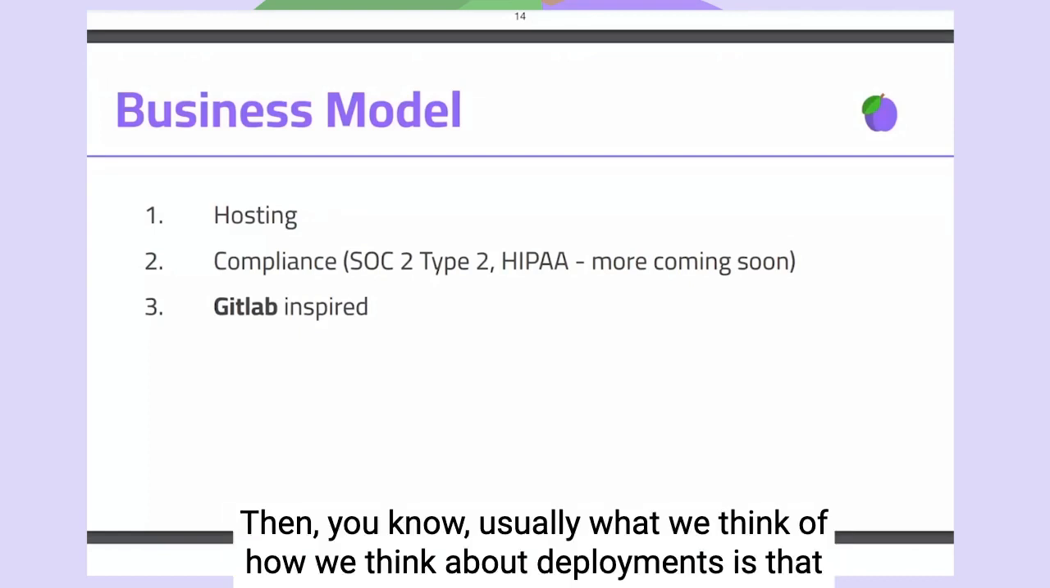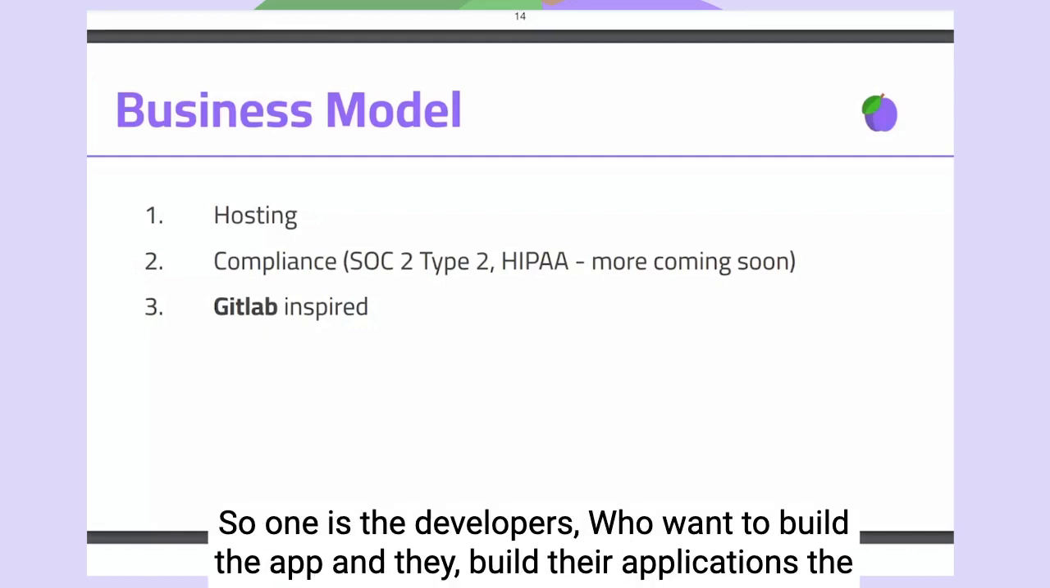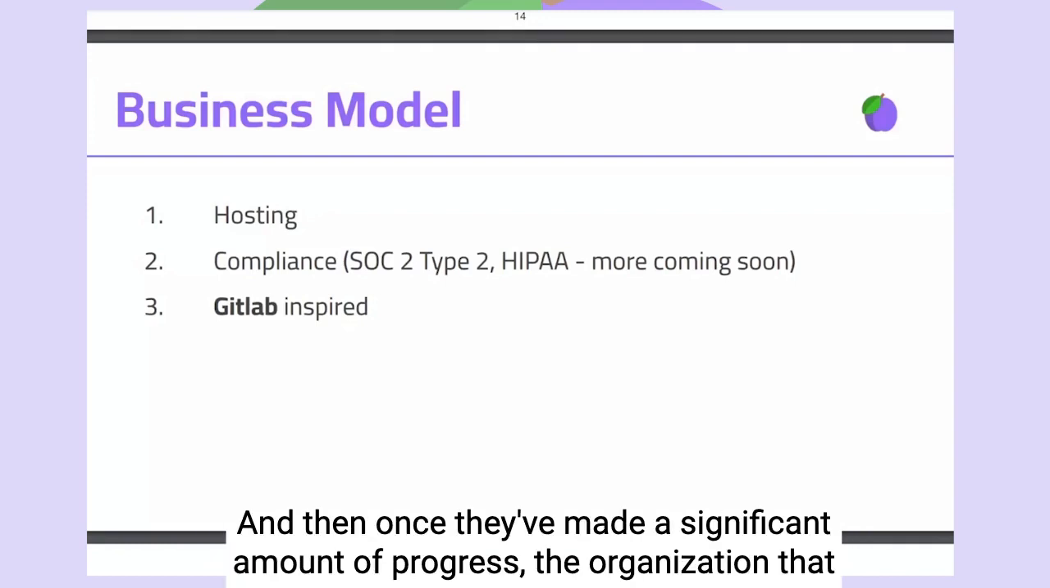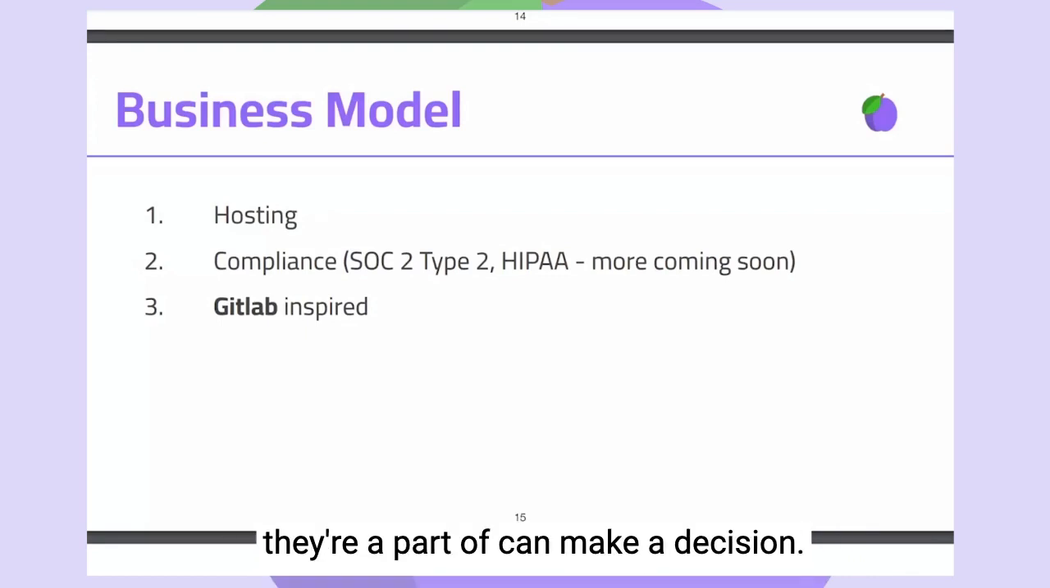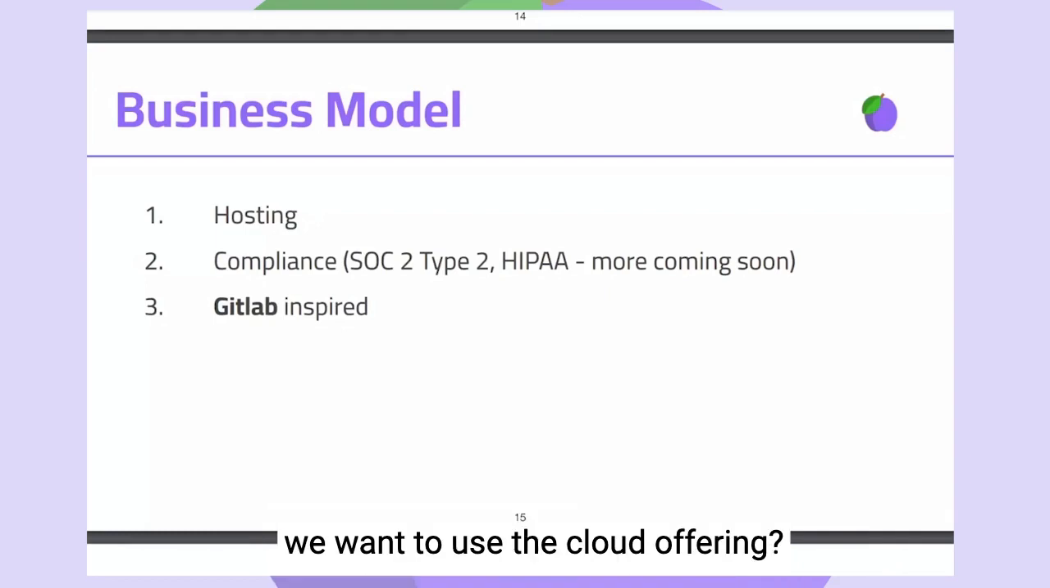Usually how we think about deployments is that you decouple them into two parts. One is the developers who want to build the app, and they build their applications, mostly front-end applications or integrations. And then once they've made a significant amount of progress, the organization that they're a part of can make a decision. Do we want to go self-hosted and install in our own environment, or do we want to use the cloud offering?